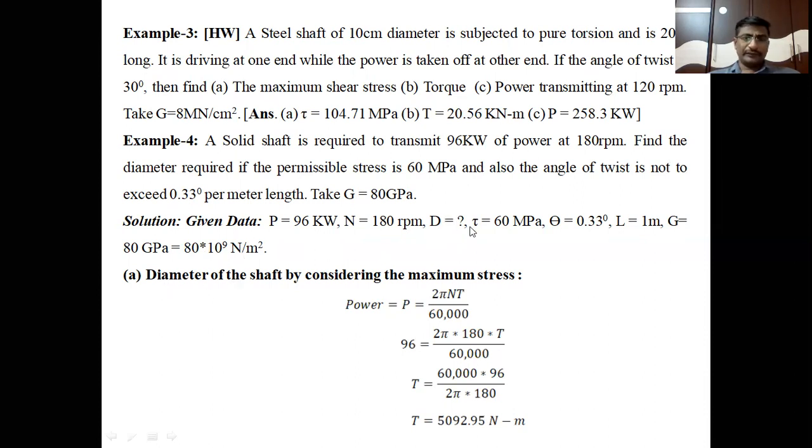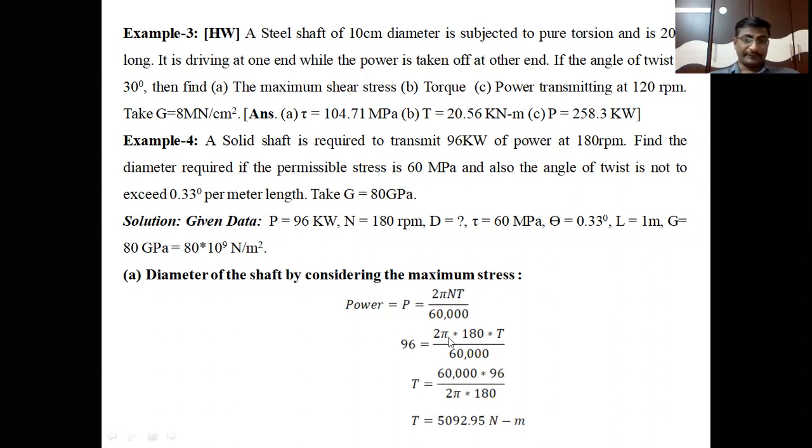So first, you should take into consideration the maximum shear stress. So what is the diameter of the shaft by considering the maximum shear stress? Let us take the power equation to know the torque. After calculating the torque, we can calculate the diameter by using the maximum shear stress. So the power formula is 2 pi NT by 60,000. Why am I using this power formula? The power is given in the problem, 96 kilowatts, the power transmitted by the shaft. That's why I am using the power equation P equal to 2 pi NT by 60,000.